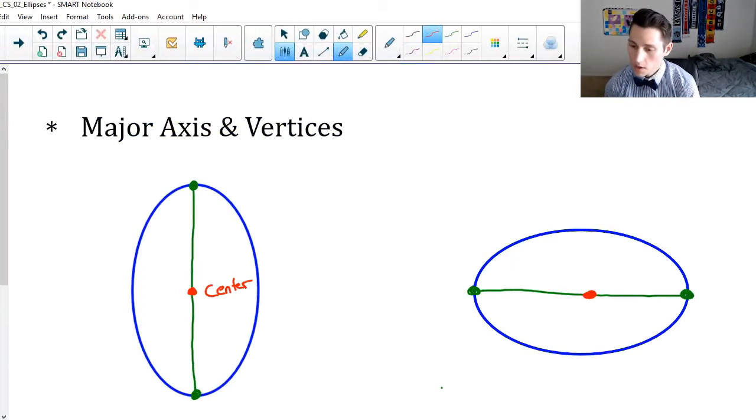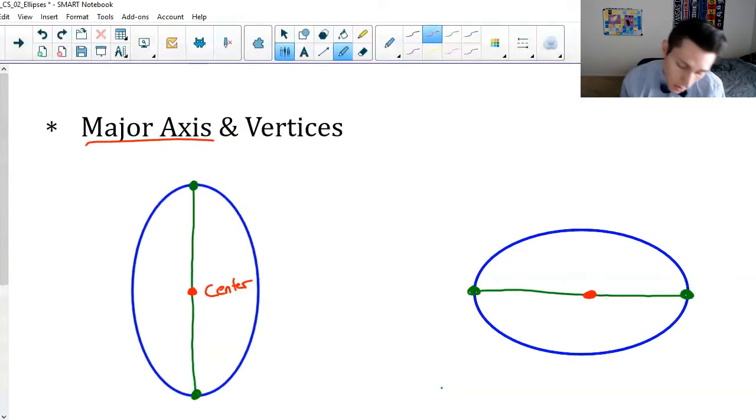So depending on whether it's a vertical ellipse or a horizontal ellipse, we call the major axis almost like a diameter for a circle, but it goes for an ellipse since it's different. So it goes through the longest part of the ellipse.